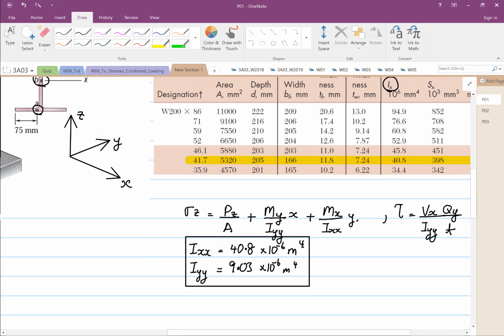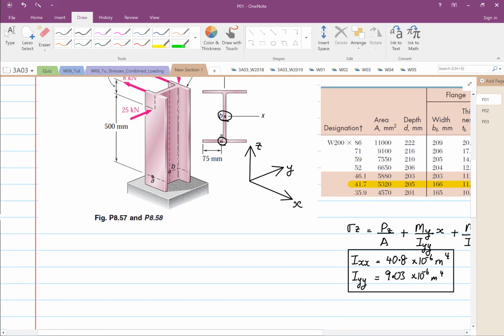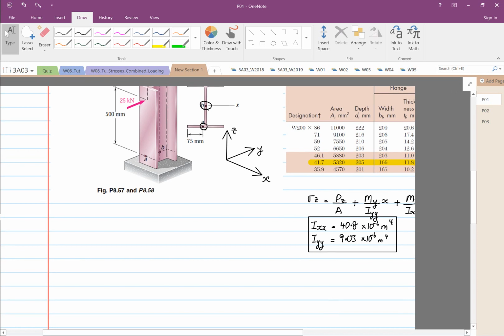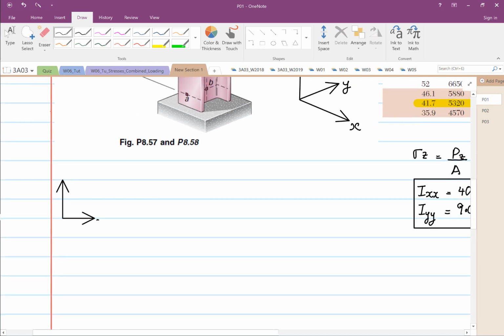Okay, so now let's break down our structure into components, either X, Y, or Z component. Okay, so we're going to view now. From here, we're going to view this structure on the XZ plane. So this is our X, Z, and this is our rotation about the Y-axis.